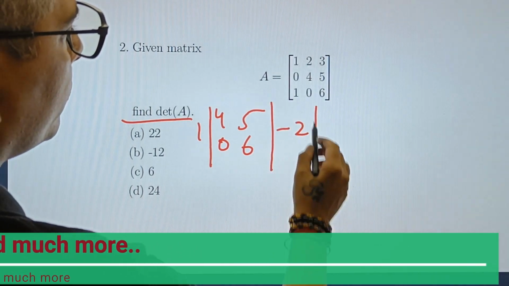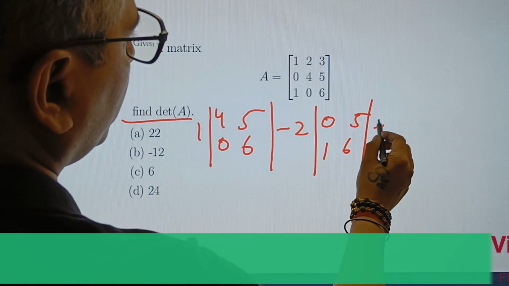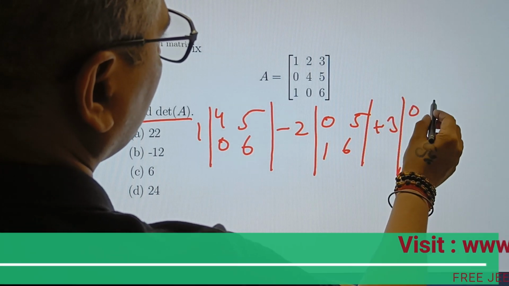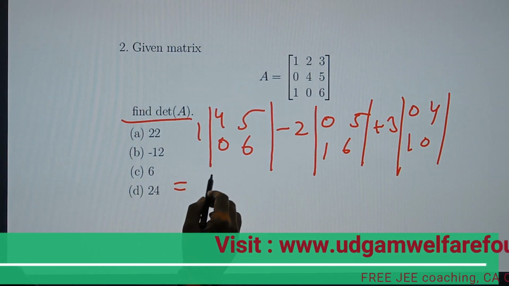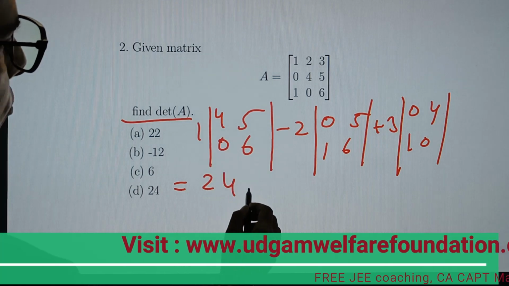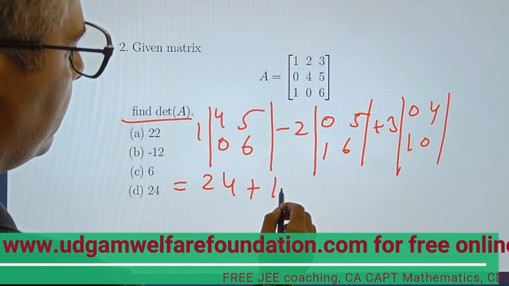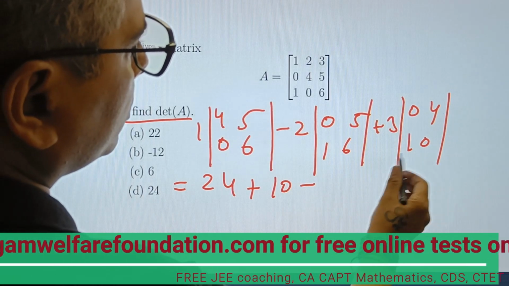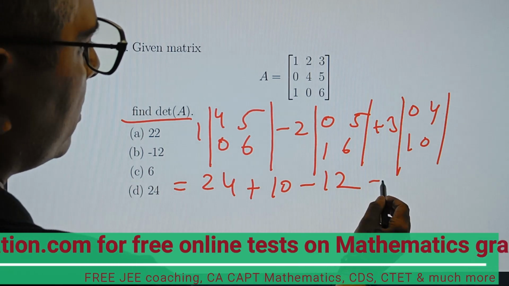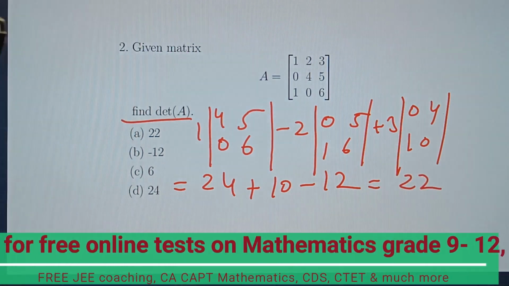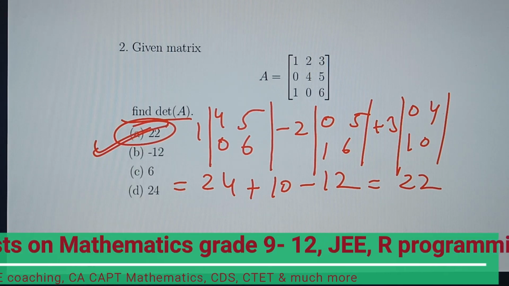Minus 2, here you will get 0, 5, 1, 6, plus 3, 0, 4, 1, 0, right? So here you will get 6 4s are 24 only, obviously 5 0s are 0, minus 0, minus 5 plus 10, and it will give you 0 minus 12. So this is minus 2 and minus, plus 22, sorry. So do we have plus 22 as the answer? Yes, option number A is our correct answer here.